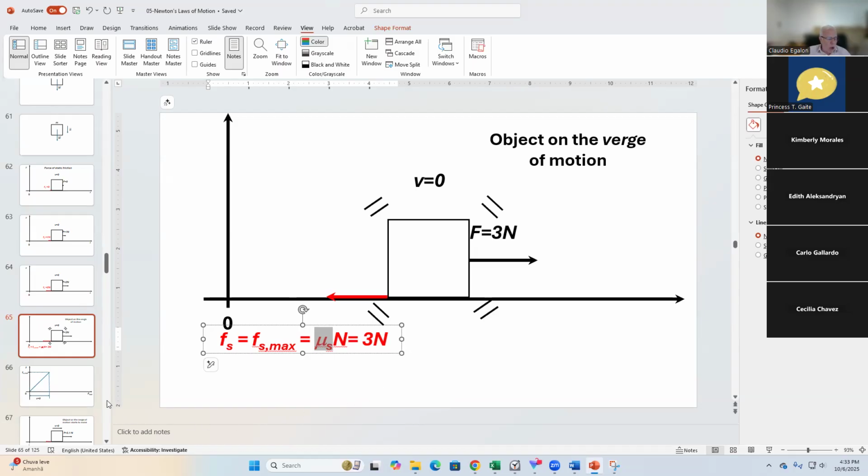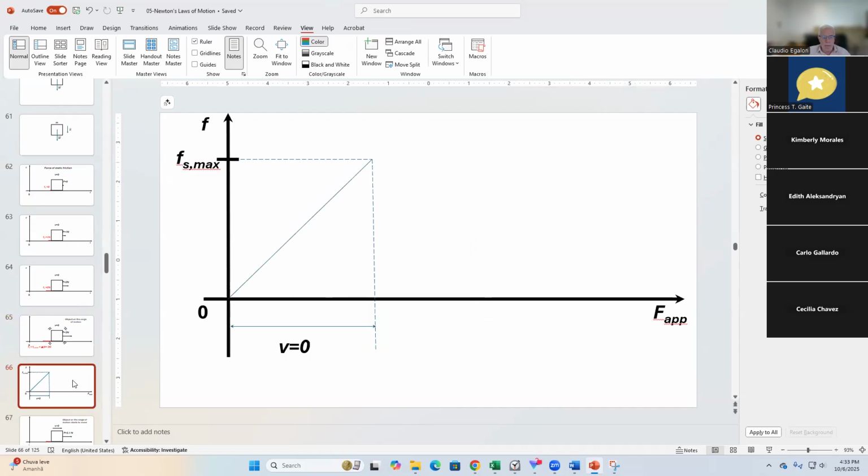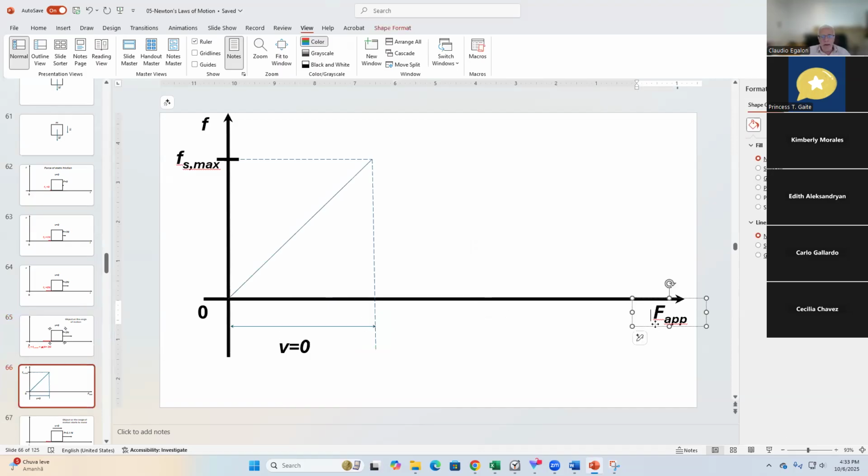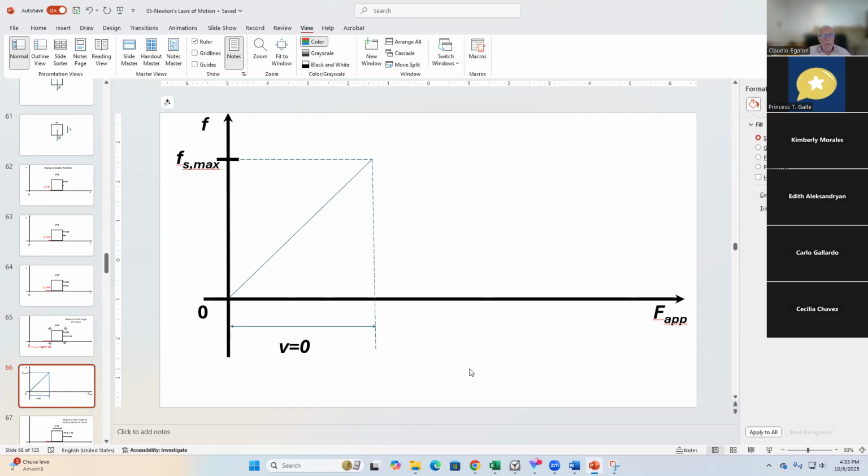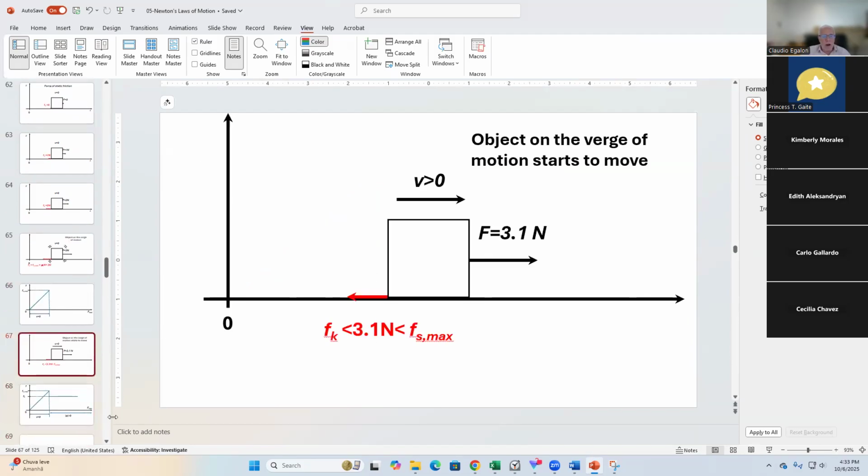And if we plot as a graph the variation of the force of static friction against the applied force, you get something like that. A straight line with a slope of 1. As the applied force increases, the static force of friction increases as well, until it reaches a maximum value given by that relation. Once we exceed this maximum value, now the object starts moving.